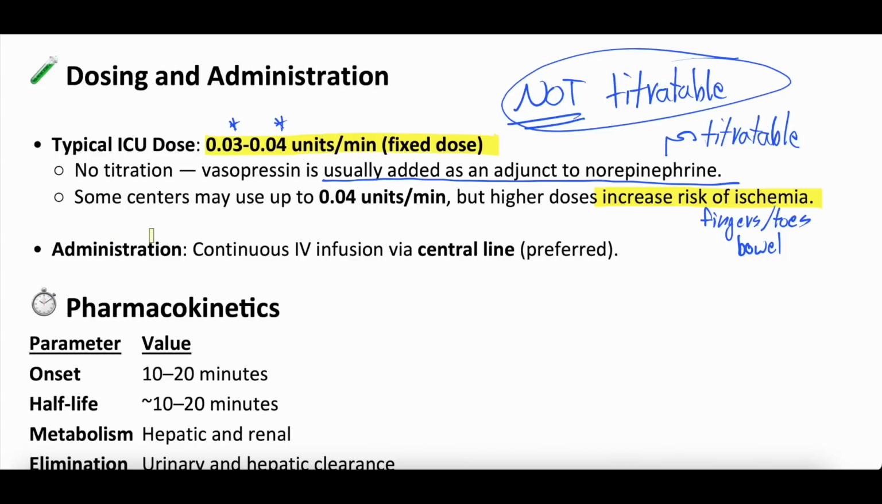And you administer it through continuous IV infusion. Most often that's through a central line that is preferred. Some people can run vasopressin through a peripheral IV, a PIV, peripheral intravenous catheter, but this is kind of untested in a meaningful way. There's not a lot of studies on whether this is safe or not. So it's best done through a central line, and that's probably how it's most often administered to folks.